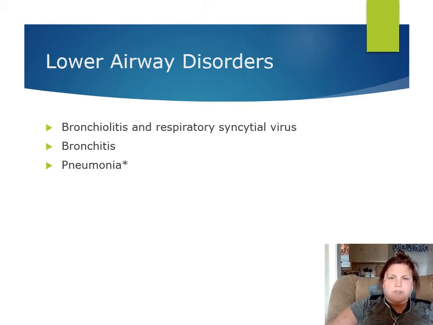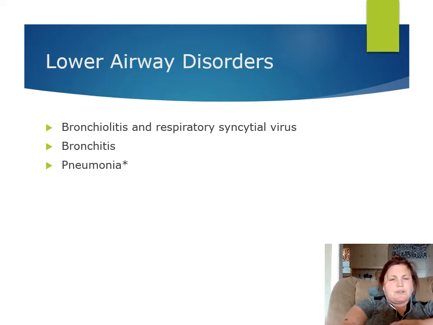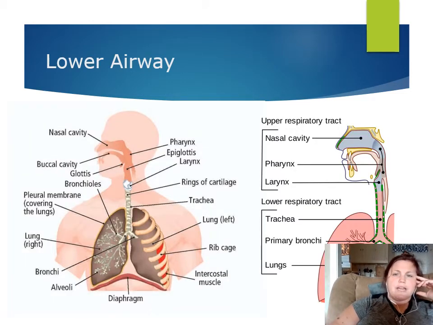So these disorders will include the bronchial tree, which is bronchi, bronchioles, and alveoli. And so we'll specifically be looking at bronchiolitis, which is RSV, bronchitis, and pneumonia. Pneumonia's got an asterisk because I don't go in depth on it since it's an adult condition as well, but I do point out how it differs in kids. Here's your lower airway illustrations again, showing you where everything is located.